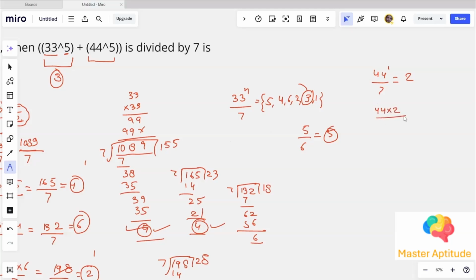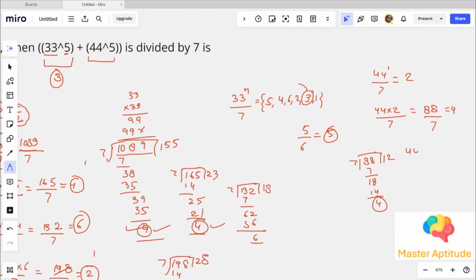44 into 2 divided by 7. It will become 88 by 7. And while we divide 88, 7 1 is 7, it will become 1. And 7 2 is 14, it will become 4 as a remainder. So it means 4 here.